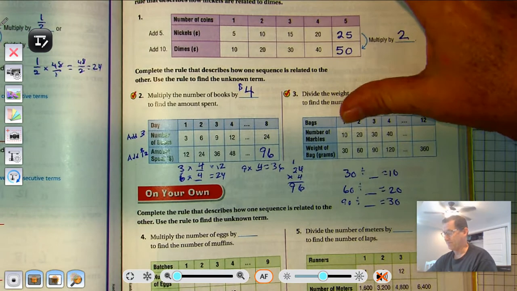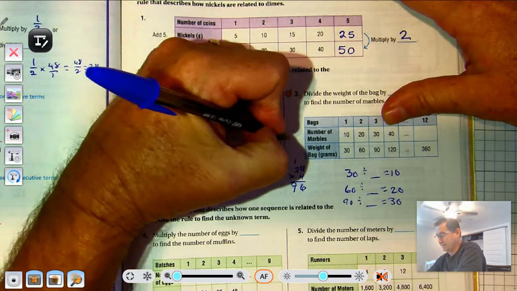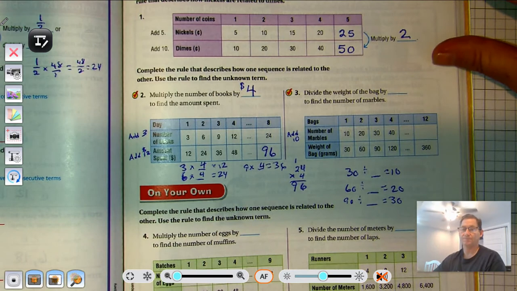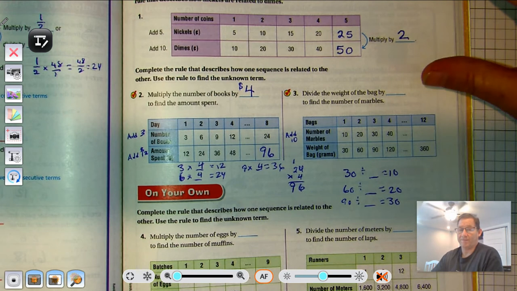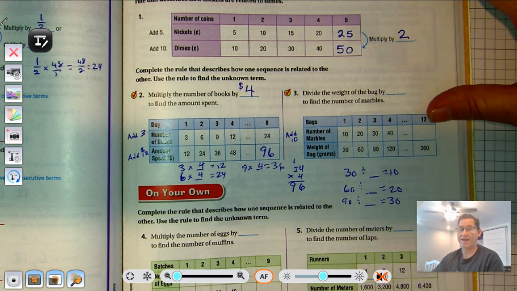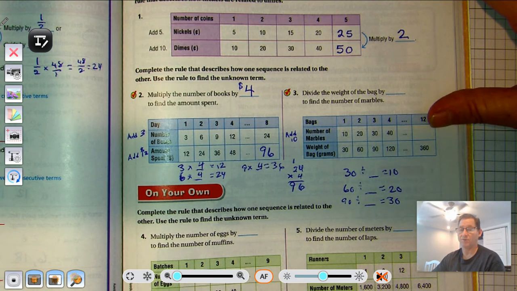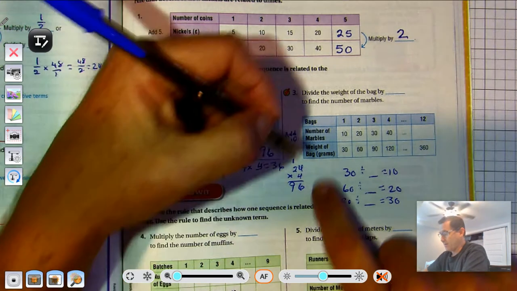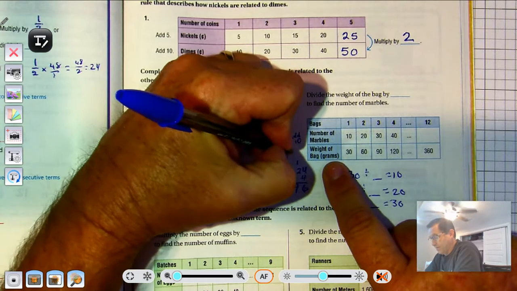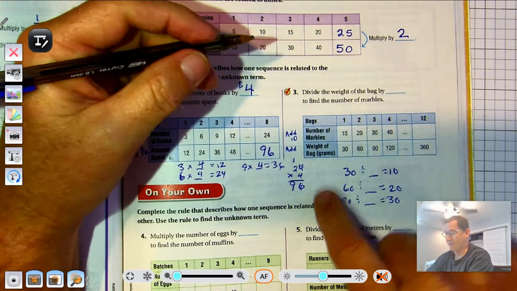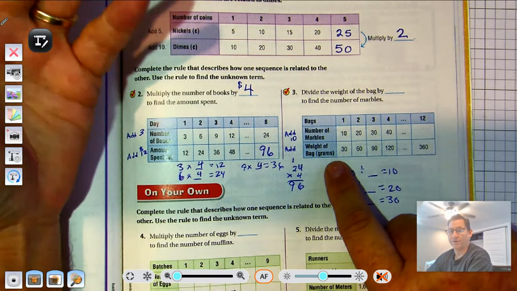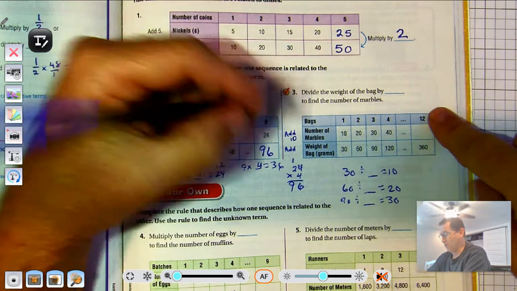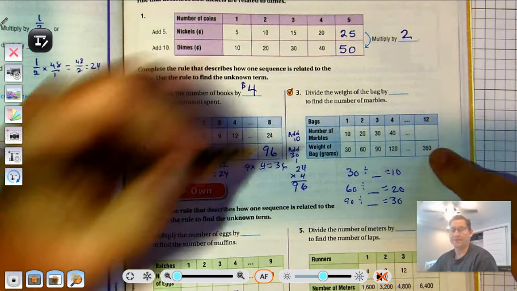For every bag, we have 10 marbles. So basically, I would add 10 for every bag of marbles. That's one way to find it, right? If you tell me that I have 12 bags, I know I have to have 120 marbles because 12 times 10 is 120. I can also say, how much are we adding every time we add one bag? Well, we're adding 30 grams. Okay, so 30 times 12 would give me 360.